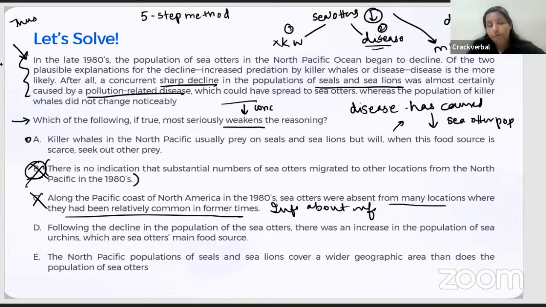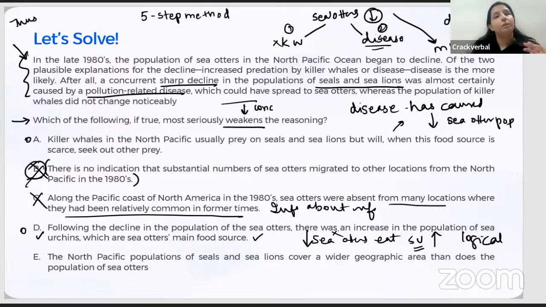Option D. A lot of people choose option D, so let's see why. Following the decline of the population of sea otters, there was an increase in the population of sea urchins, which are the sea otters' main food source. Now, sea otters eat sea urchins. The sea otters have gone down, so naturally the sea urchin population will go up. This is a logical scenario. A person will read this and say, obviously, if the predator is not there anymore, there are more of these guys left. A lot of people choose this option because it seems so logically obvious.